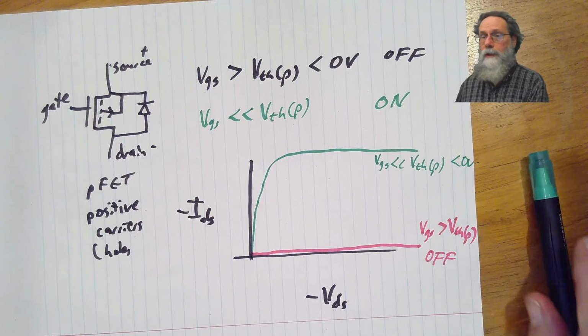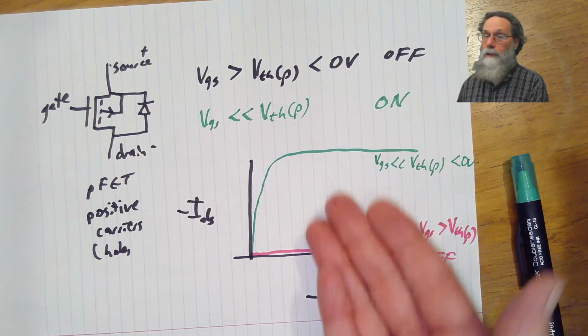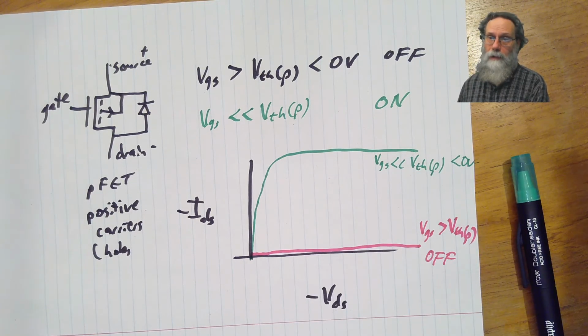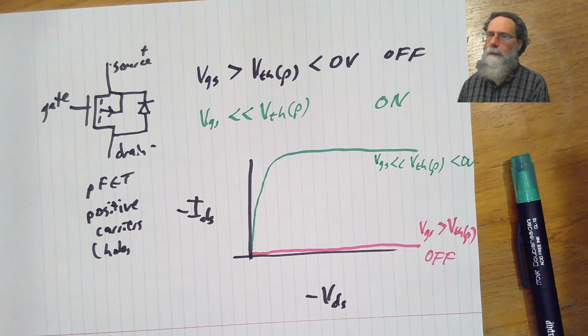Okay, so we've looked at the two. This characteristic here looks very much like it does for the MOSFETs. The one difference you'll find is that for comparable size PFETs and MOSFETs, the PFET will have a higher on resistance, and that's just intrinsic to the fact that holes are less mobile than electrons.